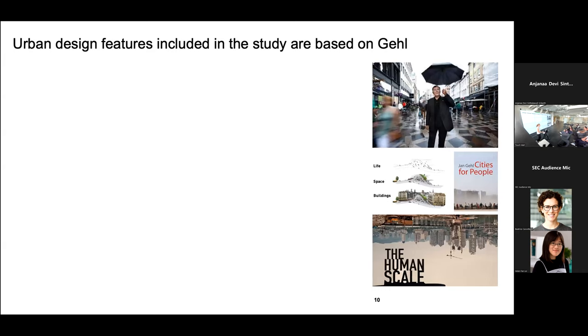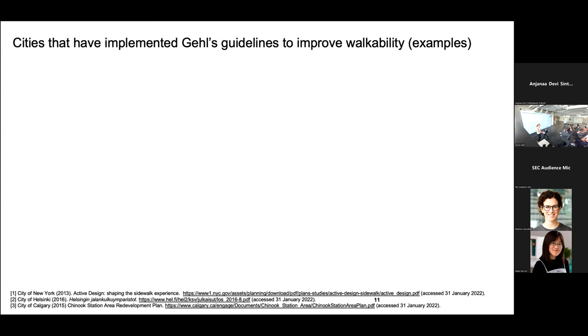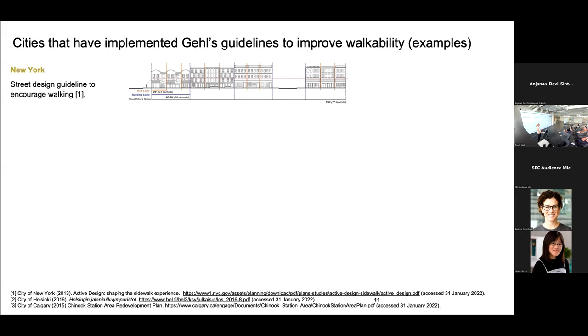So then in the virtual reality experiment, we decided to choose the features included based on Jan Gehl, who's a Danish architect and urban design practitioner. So he's pretty influential and he has his own consultancy called Gehl Architects. He's also conducted original research and published books. And he's been featured a lot in the popular media. And there are quite many cities that have implemented his guidelines to improve walkability. So here are just a few examples.